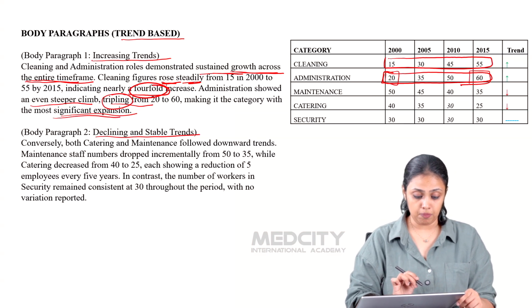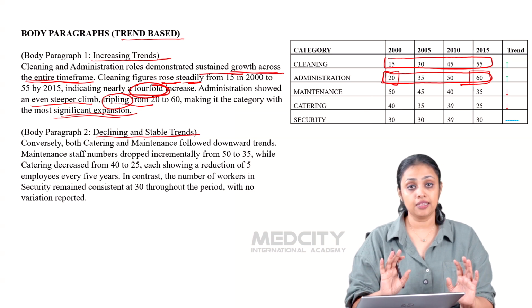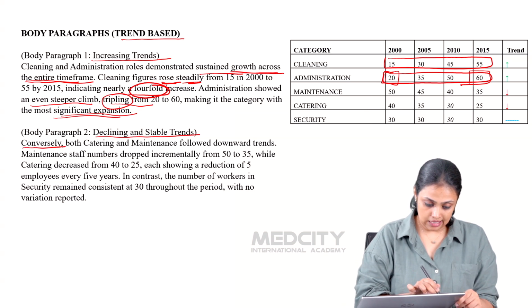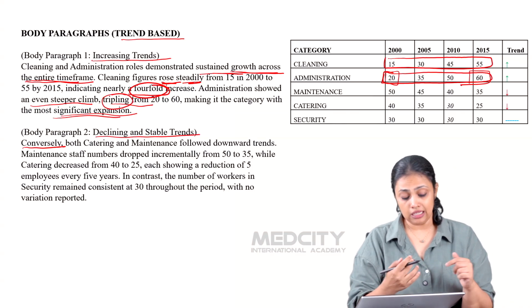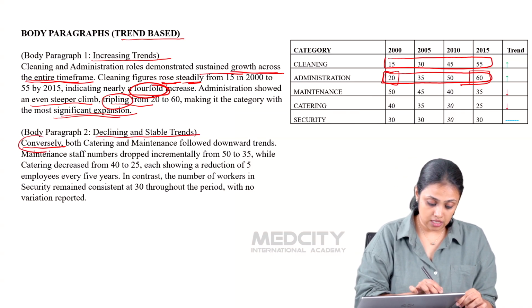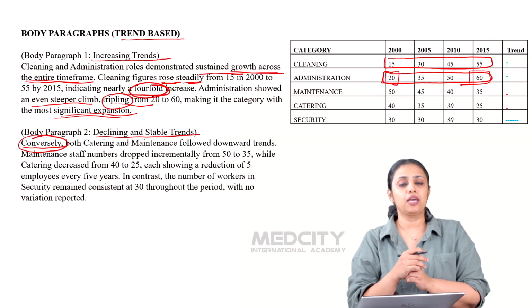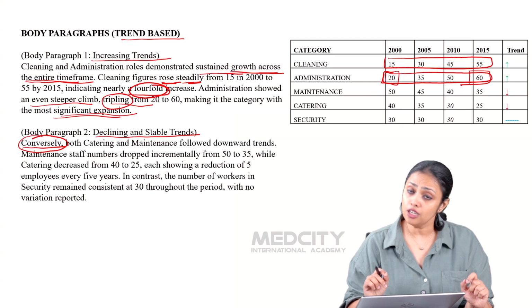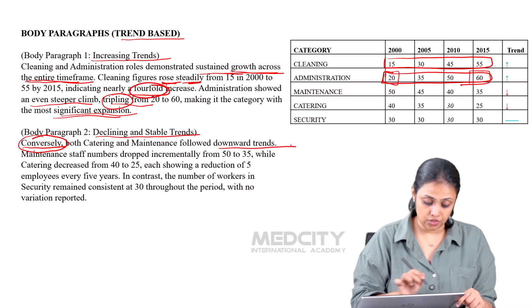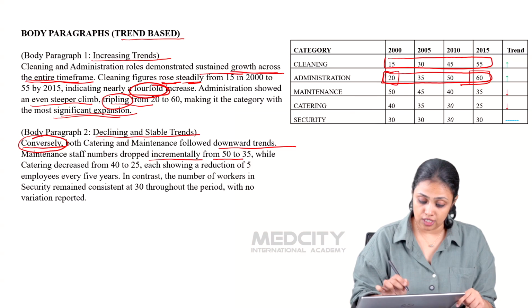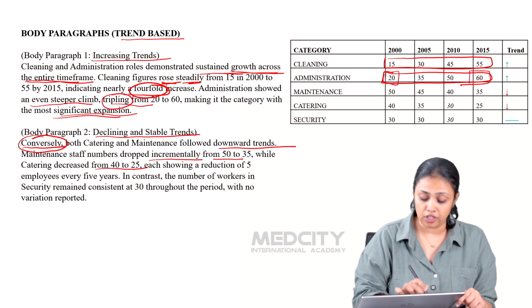Now moving on to the second body paragraph, where we are talking about the declining and the stable trends. Conversely, so here in the first paragraph we have talked about the increasing trend. Now we are going to talk about the declining one. So we can open that paragraph with this contradictory connector. Conversely, both catering and maintenance followed downward trends. Maintenance staff numbers dropped incrementally from 50 to 35, while catering decreased from 40 to 25.